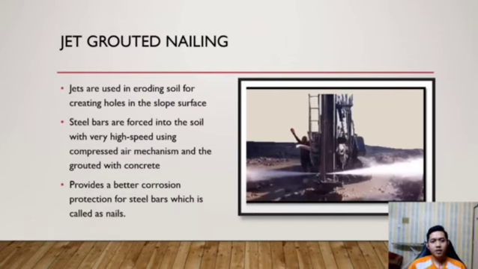Next, this is jet grouted nailing, where jets are used in eroding soil for creating holes in the slope surface, and steel bars are forced into the soil with very high speed using a compressed air mechanism and grouted with concrete. This method provides better corrosion protection for steel bars, which are called nails.